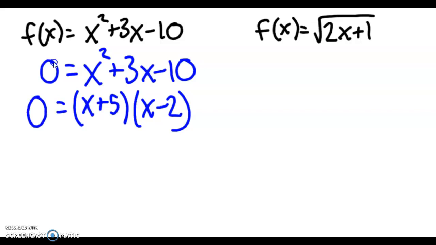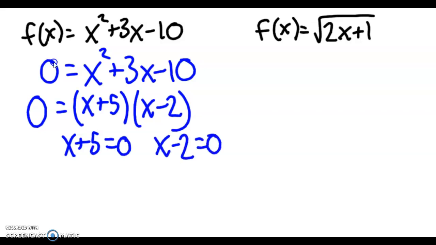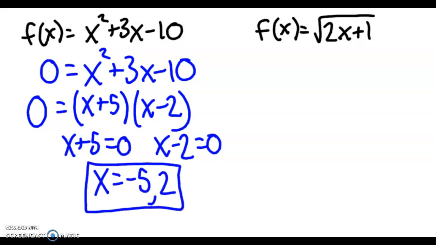From here, we need to set each of these factors equal to 0, and this is using our zero product property. And now we simply solve for x. So we subtract 5, and we add 2. So our first problem has two answers.